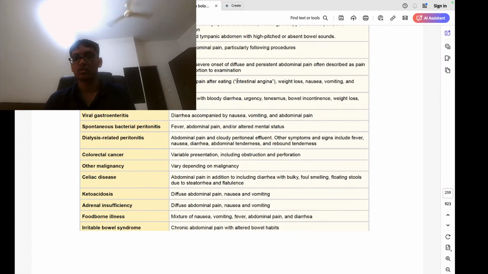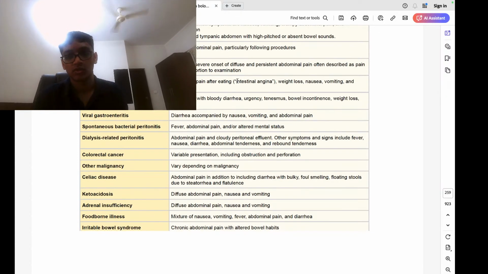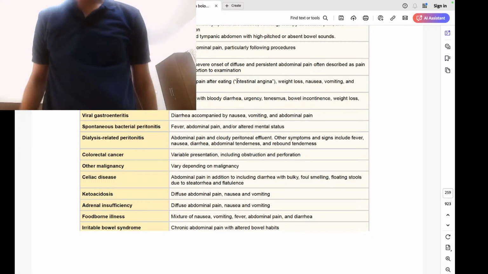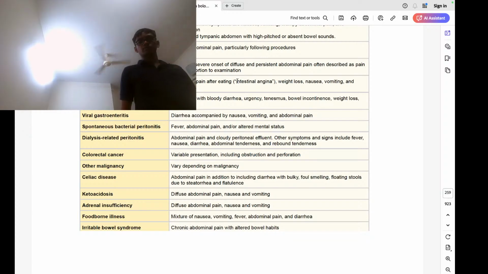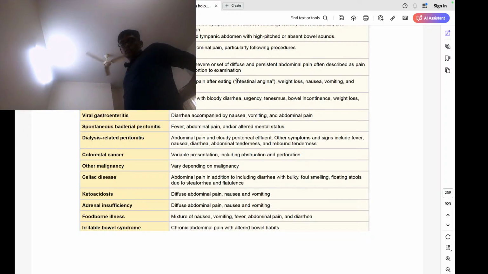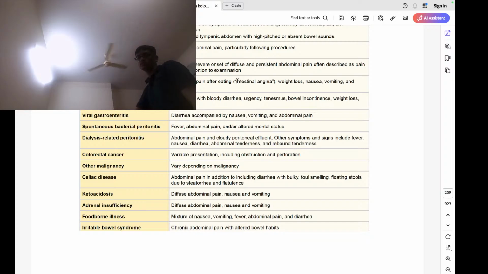Chronic is pain after eating, intestinal angina, weight loss, nausea, vomiting, and diarrhea. Diarrhea accompanied by nausea, vomiting, and abdominal pain is vascular. Inflammatory bowel disease is associated with bloody diarrhea, urgency, tenesmus, bowel incontinence, weight loss, and fever. Then viral gastroenteritis is what is it?